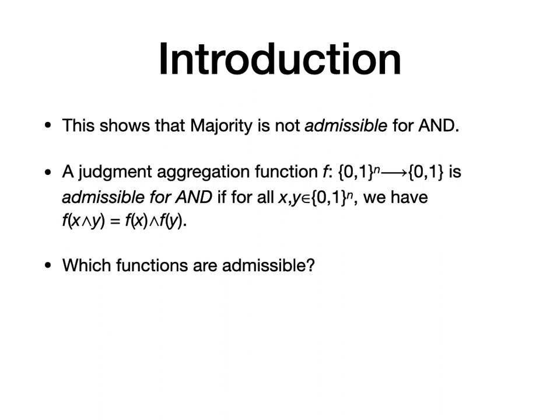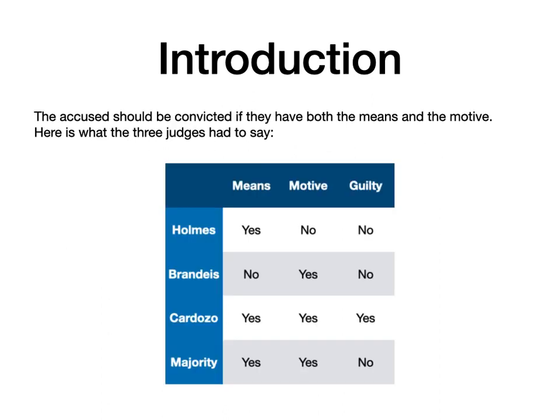So what's going on here? Let us go back for a moment. x is the means column, y is the motive column, and guilty is x AND y. When we apply f, we get the bottom row. What we want is that the bottom row satisfies f(x AND y), which is going to be the third column, is equal to the aggregated first column AND the aggregated second column, which doesn't happen in this particular example.